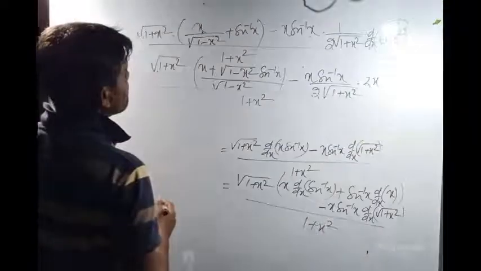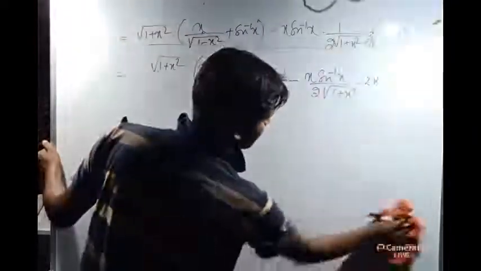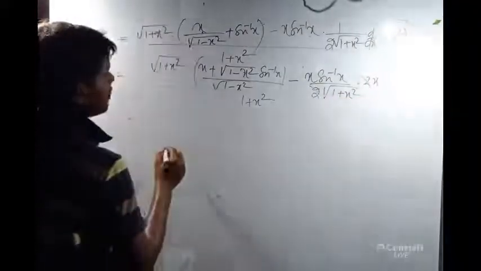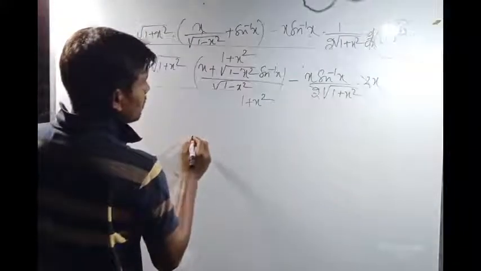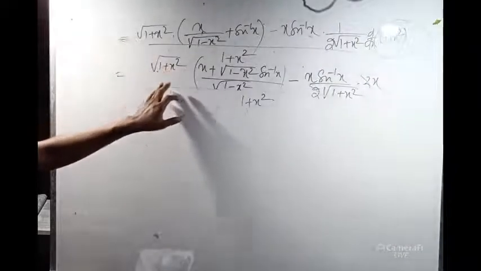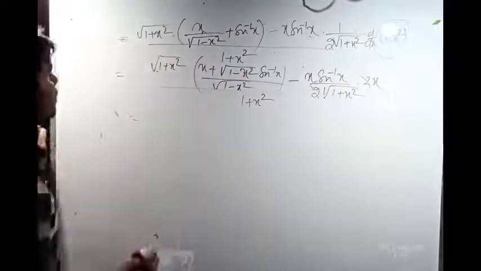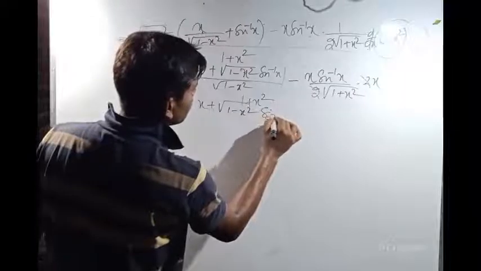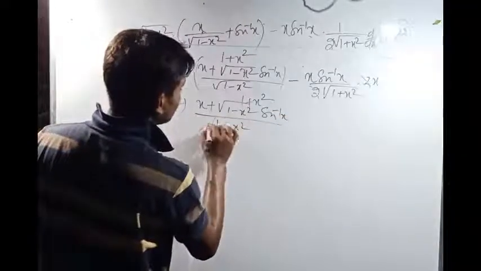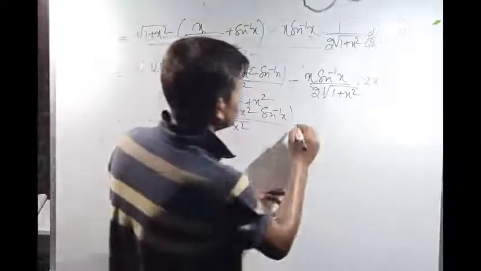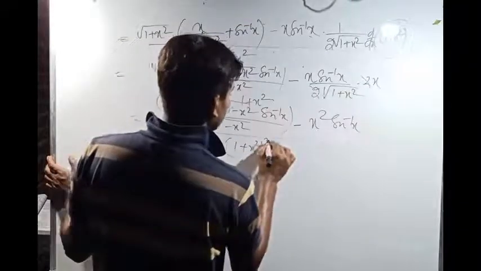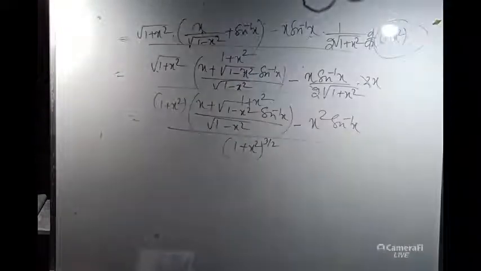Now here 2 is cancelled, and if we multiply root over 1 plus x square on both denominator and numerator, then it becomes 1 plus x square, and here x plus 1 minus x square root over 1 minus x square sin inverse x, divided by 1 minus root over 1 minus x square, and this is minus x square sin inverse x, divided by 1 plus x square whole to the power 3 by 2. Okay. Any doubt?